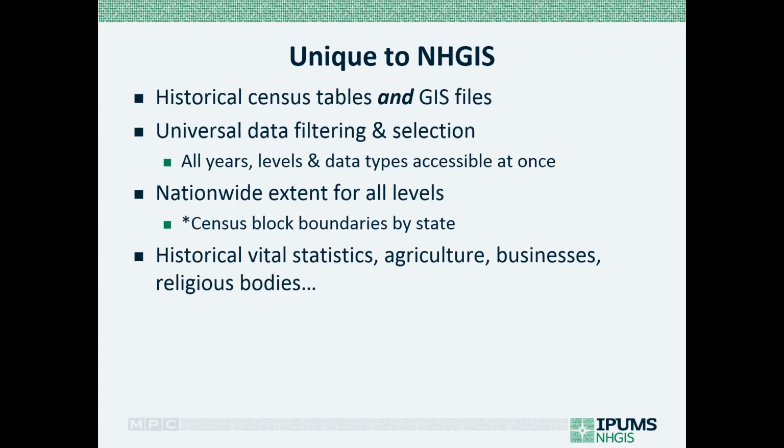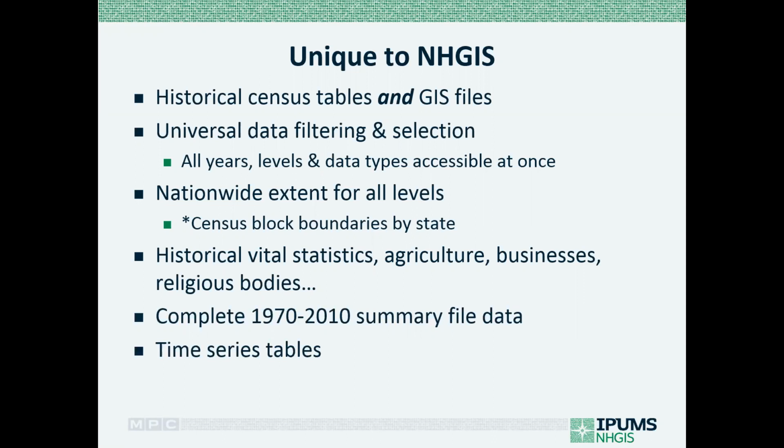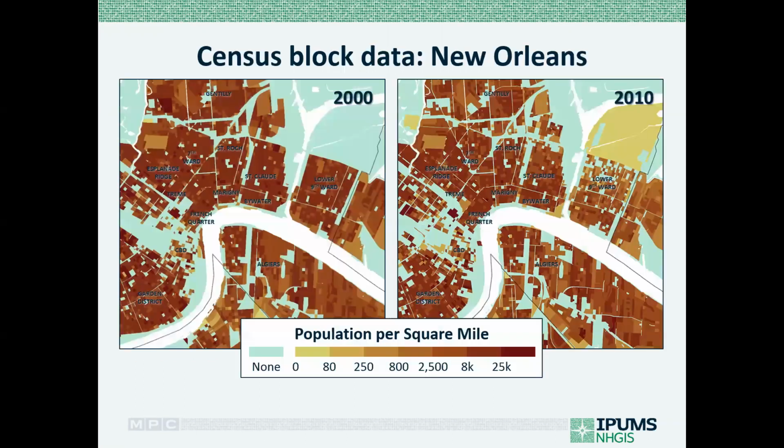Historical vital statistics. We have vital statistics from 1915 to 2007, I believe. We have some historical agricultural data from the historical agricultural censuses. We have some county business patterns data and religious bodies data from earlier years. We have complete 1970 to 2010 summary file data, so that includes summary files 2 and 4. We have a unique product called time series tables, which I'll talk about more soon. And as I said, we are completely free.